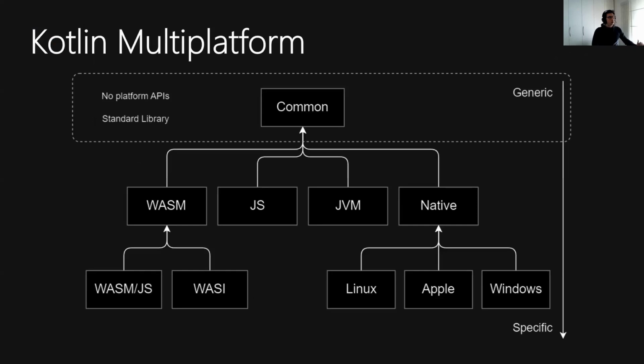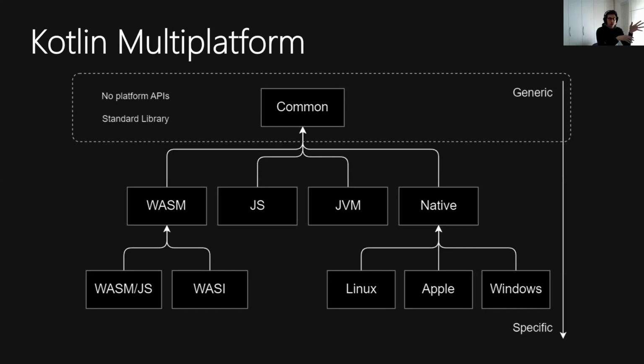So what is Kotlin multi-platform? Multi-platform is a technology that allows us to write code once and then compile it to multiple different representations. Now, how does that work? The Kotlin compiler has multiple backends. So if you pass the same code to those backends, you get multiple different results.